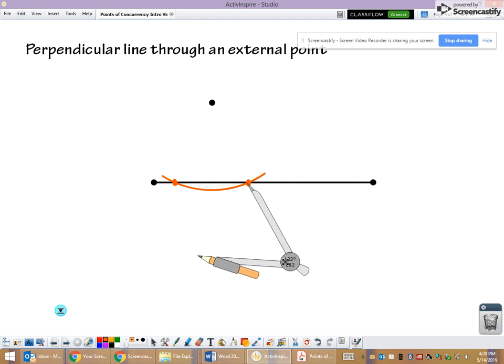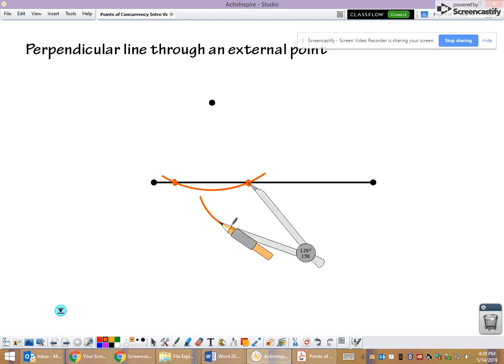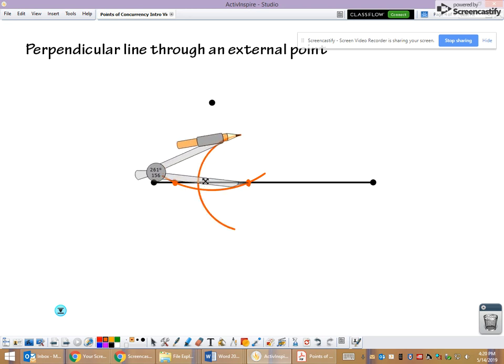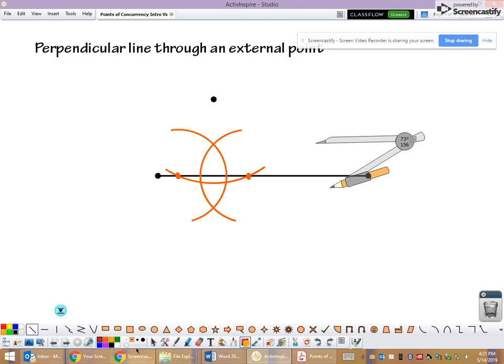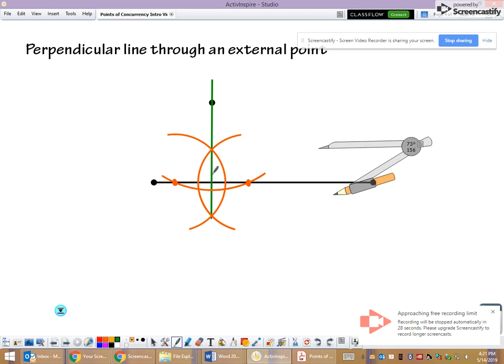So if now I do the perpendicular bisector of this new little segment, right? So draw my fish, and over here, and draw my fish, and connect them, I will get a perpendicular line through this point. So this line is now perpendicular and goes through this external point.